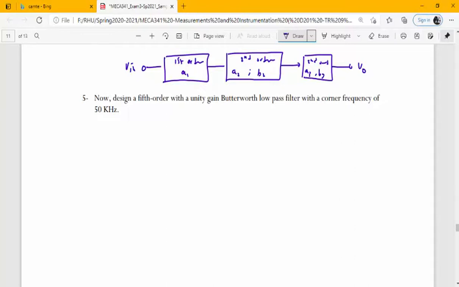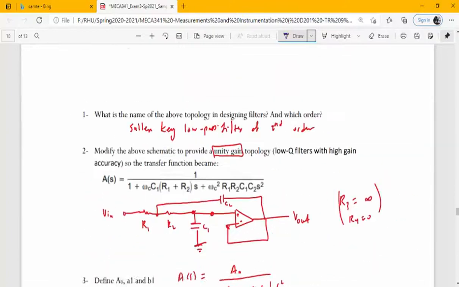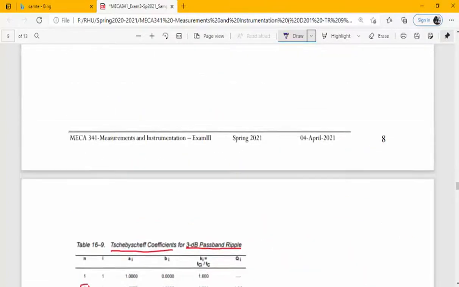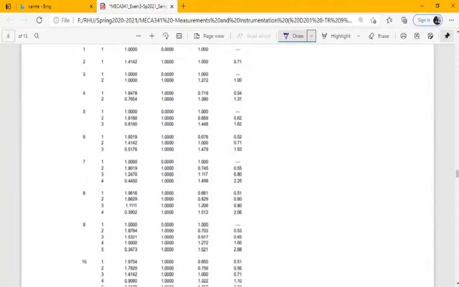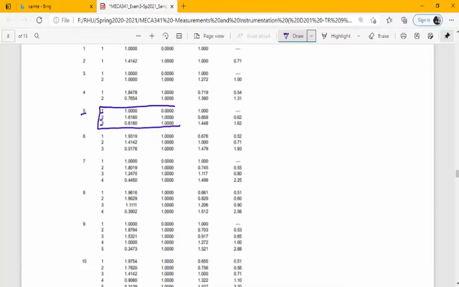Because it's a Butterworth filter, we need to refer to the table of Butterworth, not Chebyshev. We need the fifth order. This is the first part of the filter, this is the second part, this is the third part. So we need to take those values. This is A1, and this is B1, which is equal to 0. This is A2, B2 is equal to 1. This is B3, and this is A3. This is a fifth order Butterworth low-pass filter.